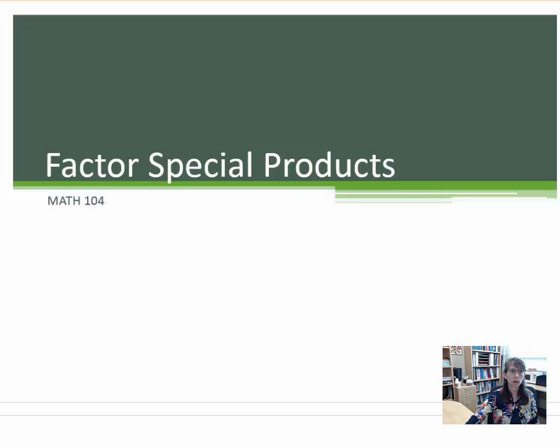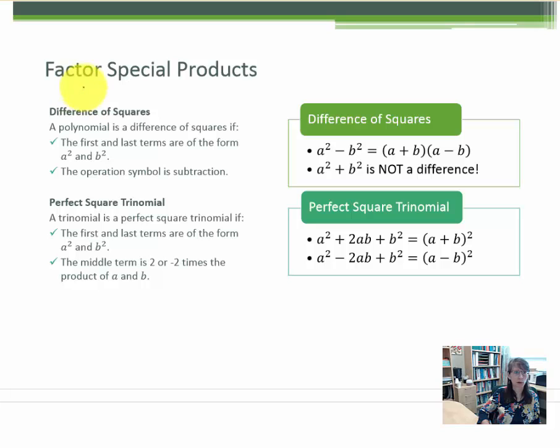In this video, we'll learn how to factor special products. To factor special products, we first want to know what those special products are. The first one is called difference of squares.